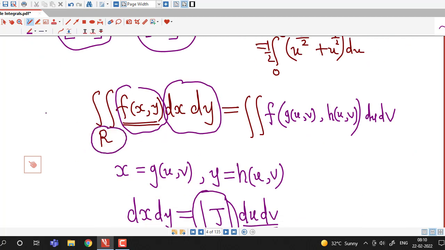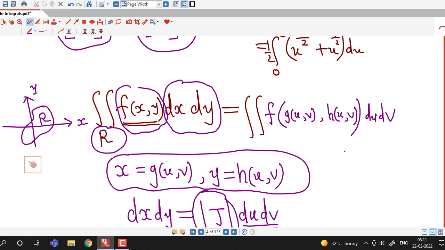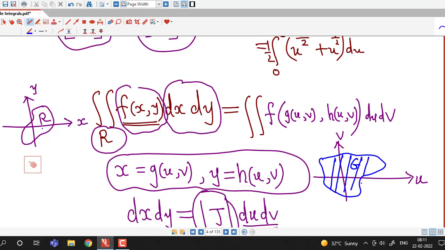This is the region of integration for old variables x and y, or we can say that R is the region of integration in the xy plane, and that region of integration will be transformed into another region of integration in terms of new variables u and v. So we have to find the corresponding region of integration in the uv plane. This region R will be transformed into some other region, say G, and here we have to find the limits of u and v to integrate with respect to u and v.